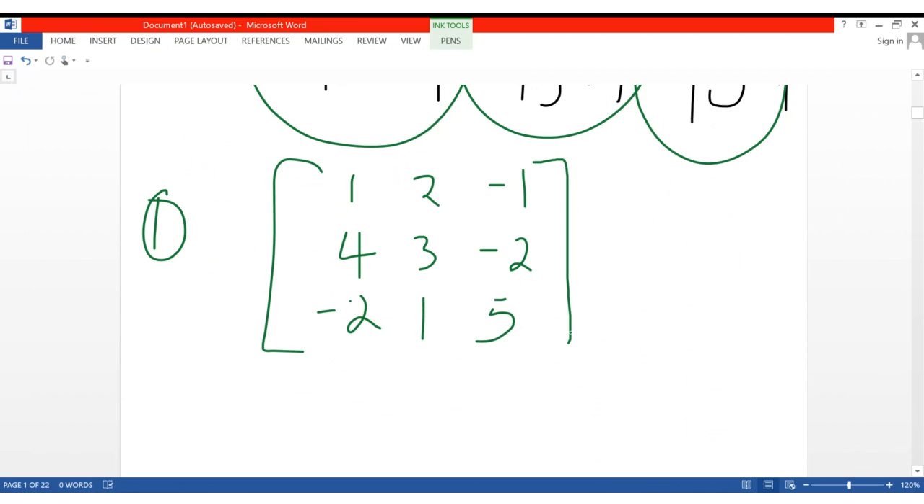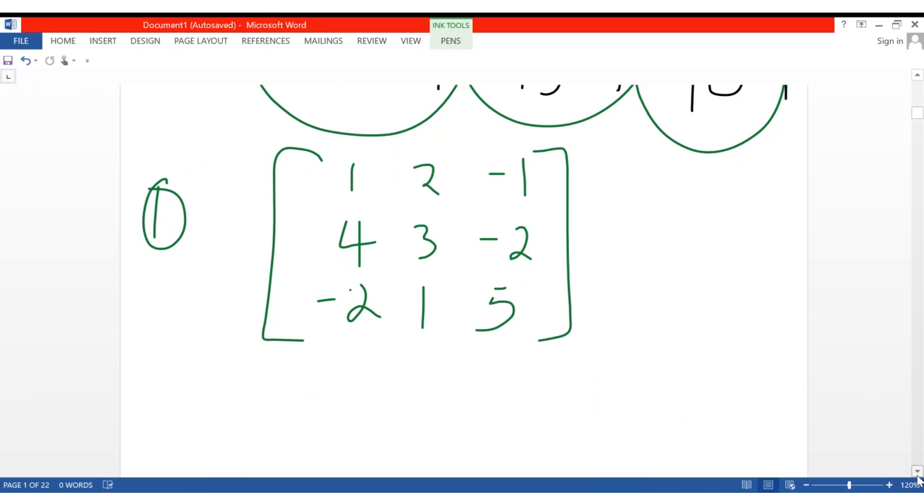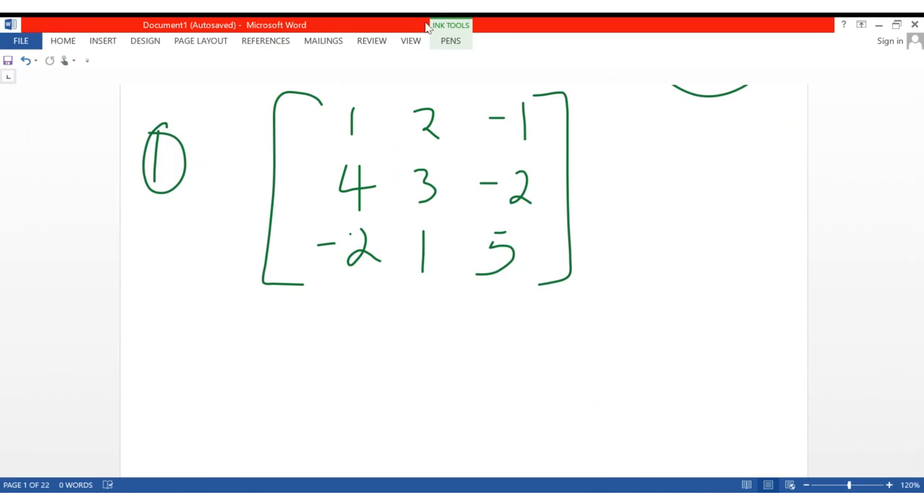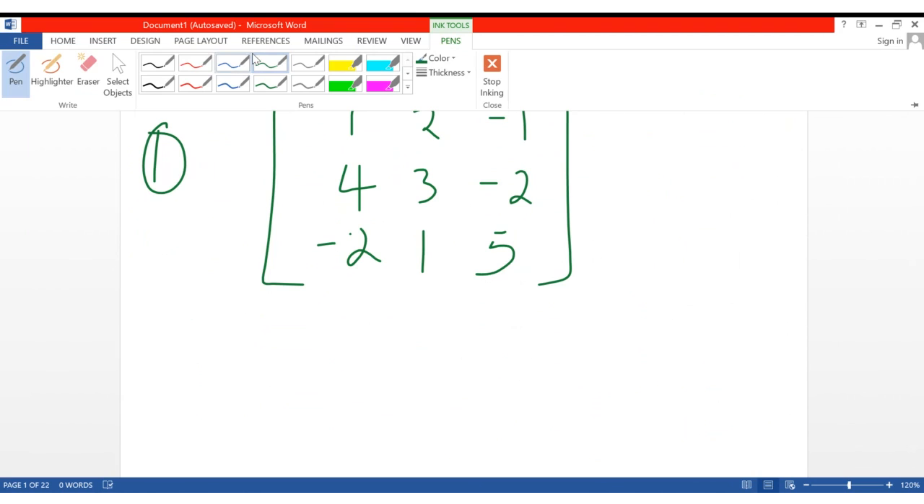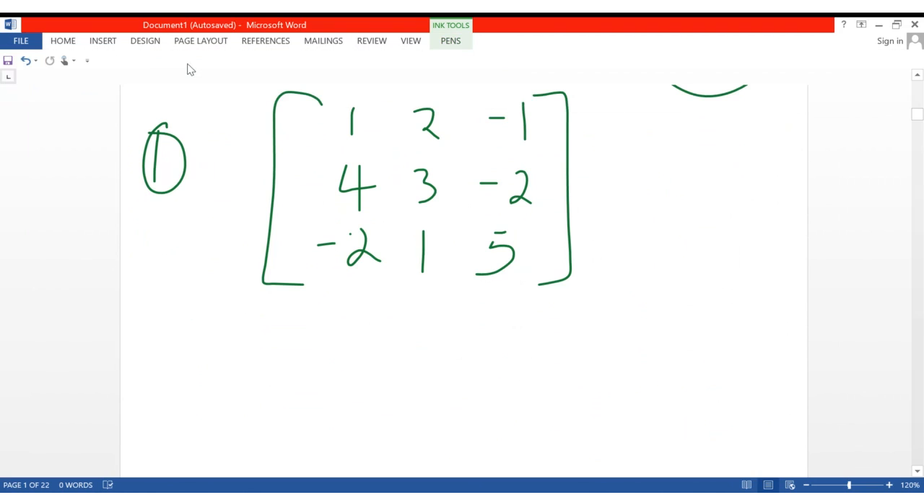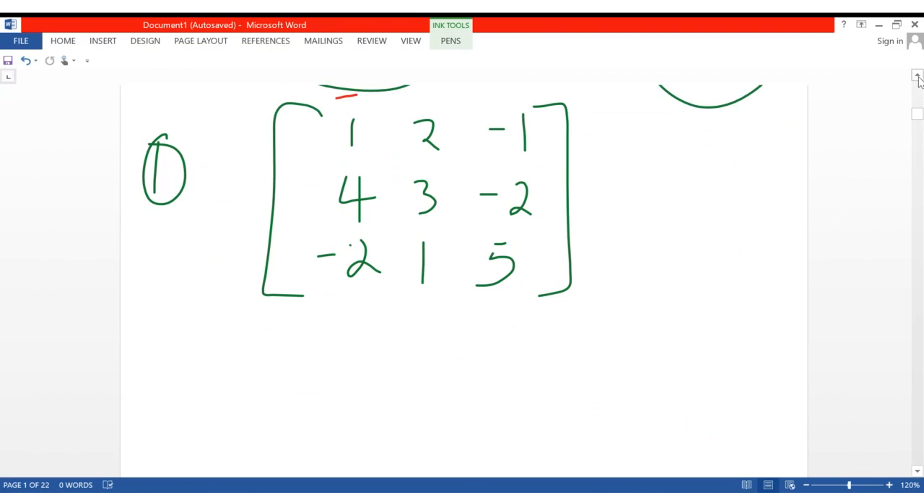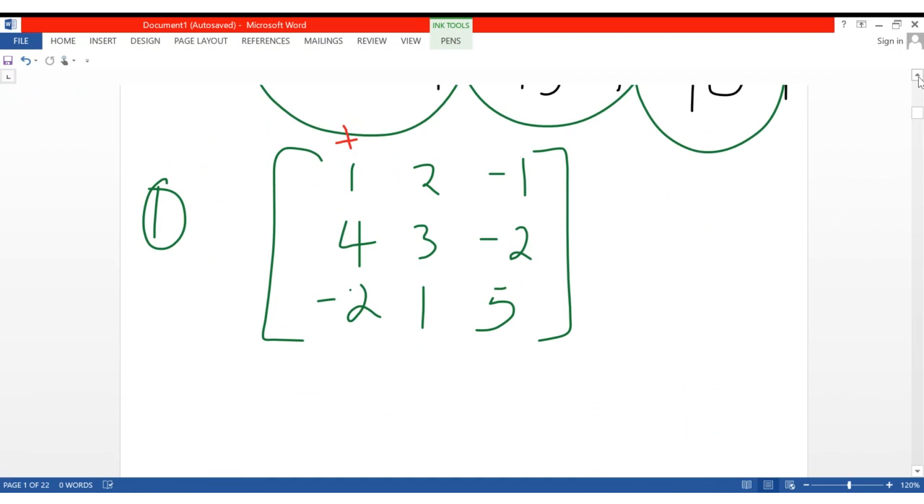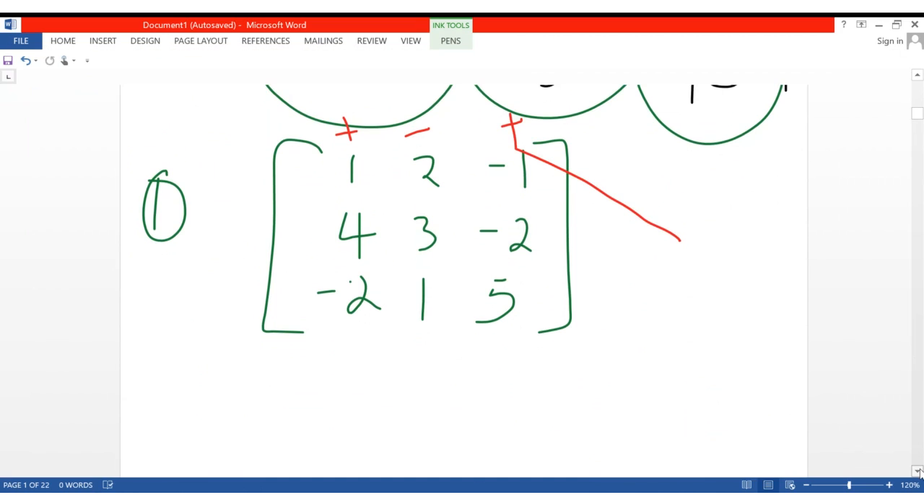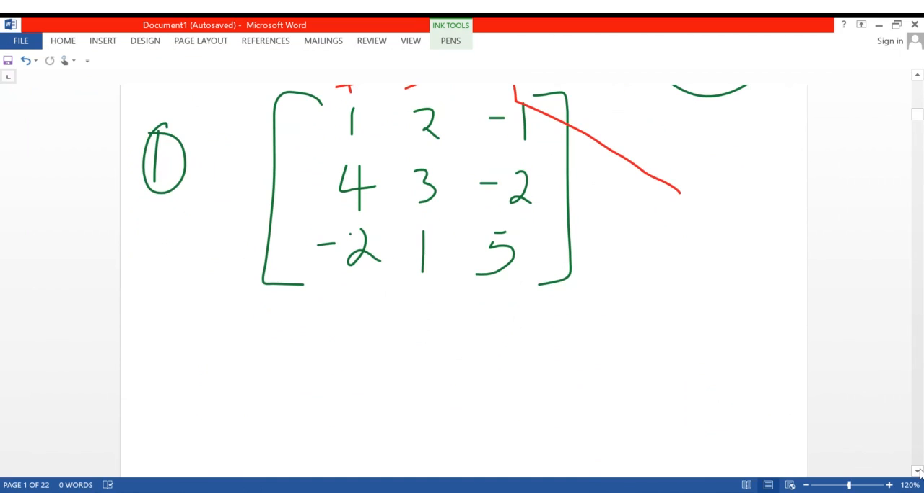Determinant of that matrix there. I'll start with the signs first of all. Start with the sign. So this one is positive, negative, and positive. The sign is very important. If you forget about the sign, you will not be able to do it. So we have the signs positive, negative, and positive.